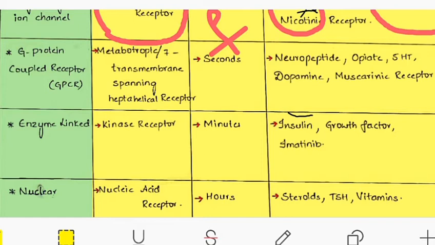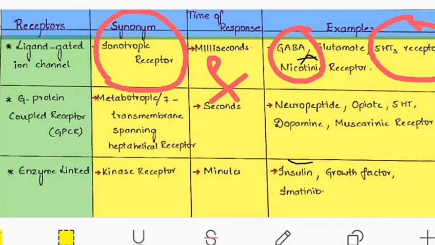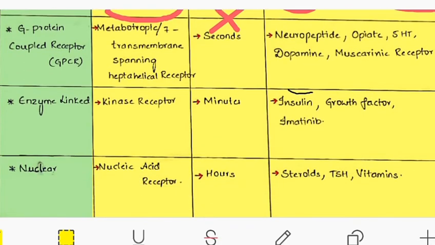Here you have to remember that GABA B is a G protein coupled receptor and GABA A is a ligand gated ion channel. All 5-HT receptors are serotonin receptors, which are G protein coupled receptors, except 5-HT3, as I showed in the table.